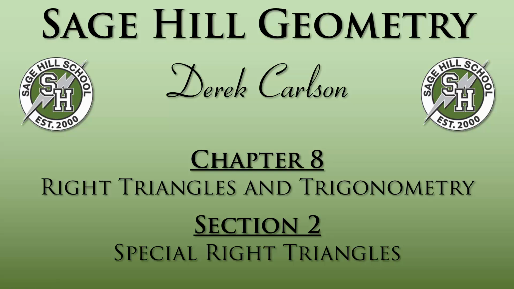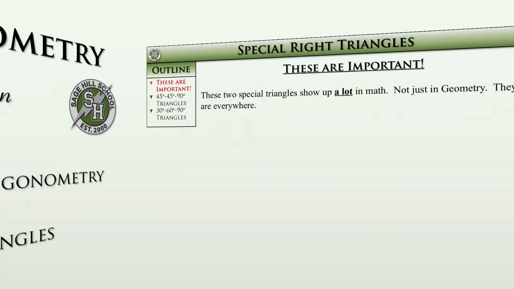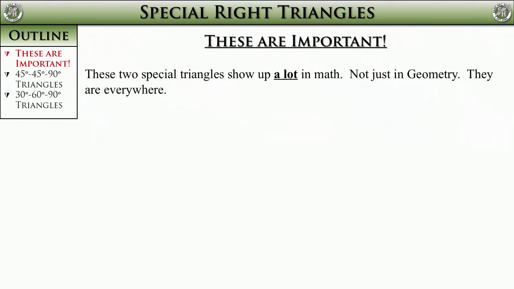The next section involves two special right triangles. It's a pretty short section. I know you're sad about that. These two triangles that we are covering are special because they show up a lot in math. Not just in geometry, they are everywhere. They keep turning up. Maybe they're stalking us.